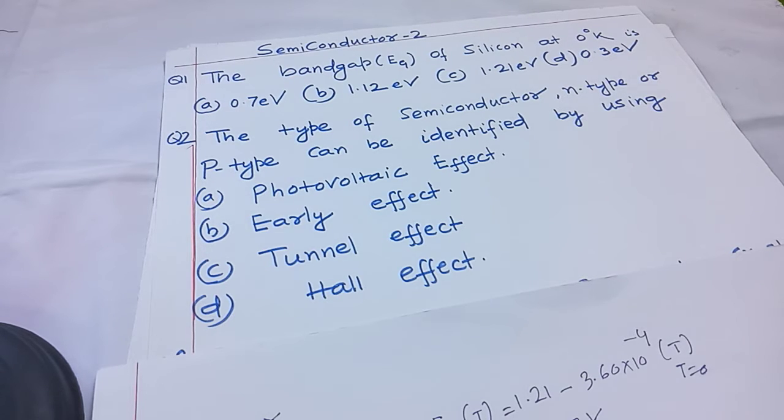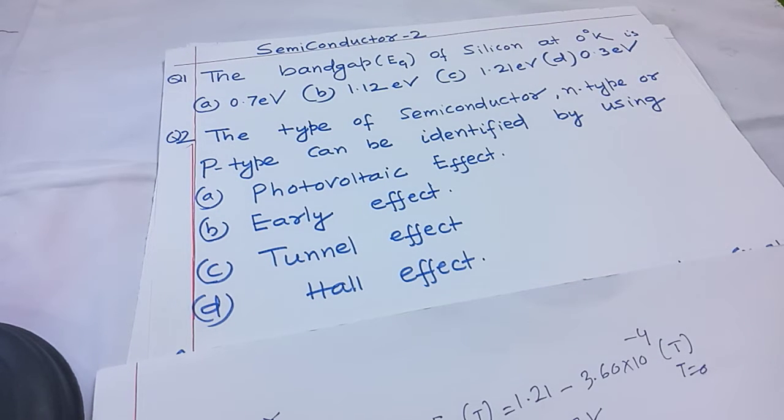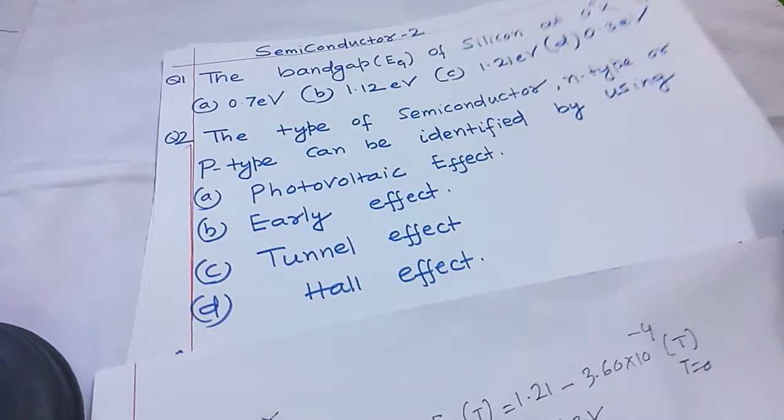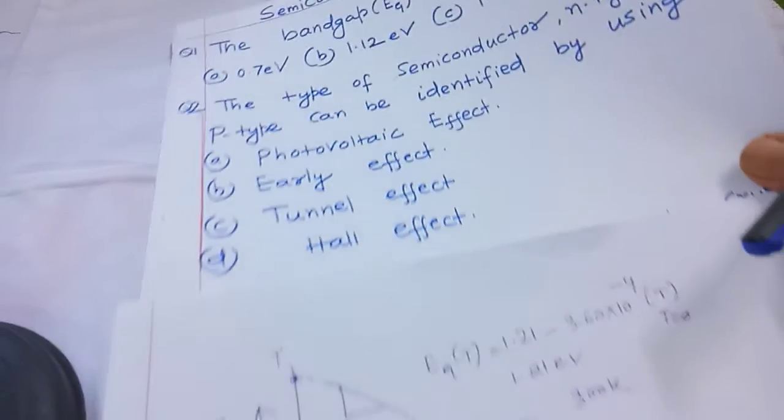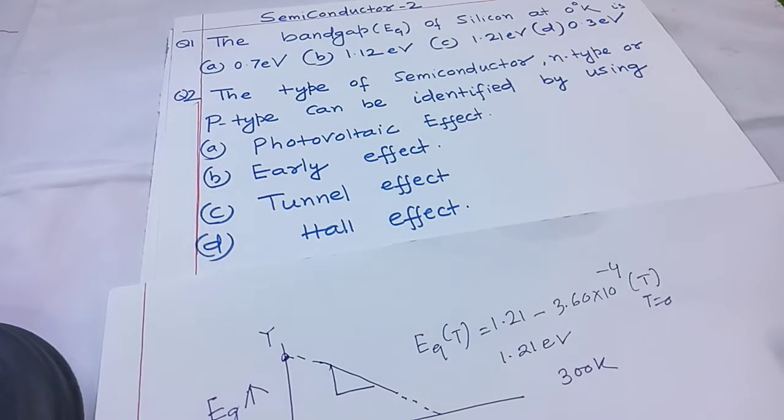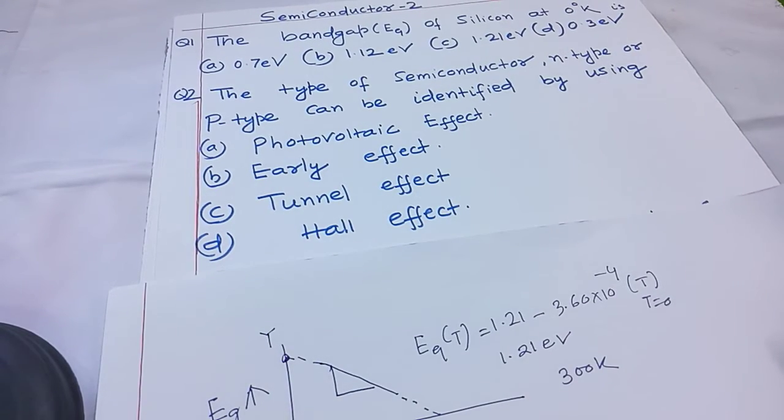Early effect is the phenomenon that when you allow the potential difference between the base and collector junction of a transistor to vary, the effective base width changes, according to James Early, and this is called Early effect. This also cannot detect the type of semiconductor or the current carrying charge carriers.